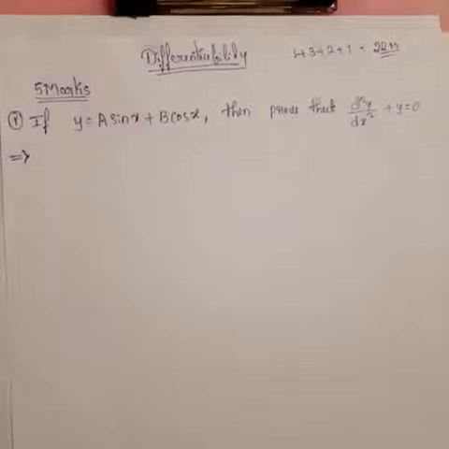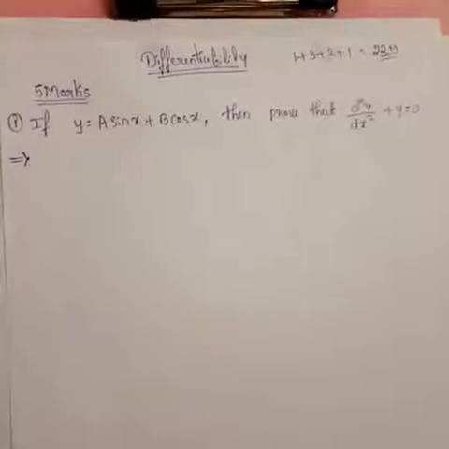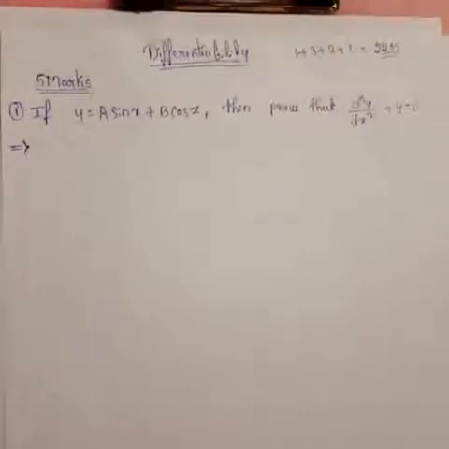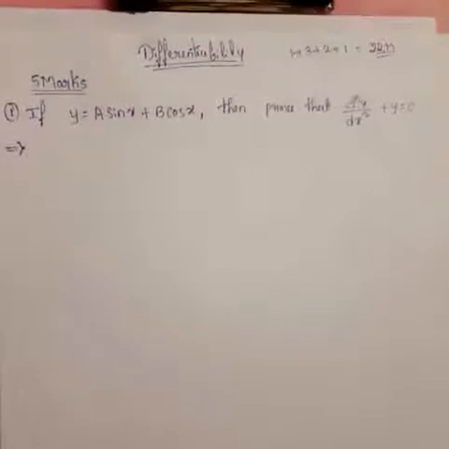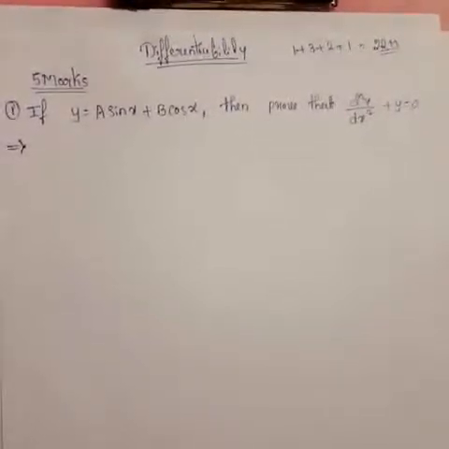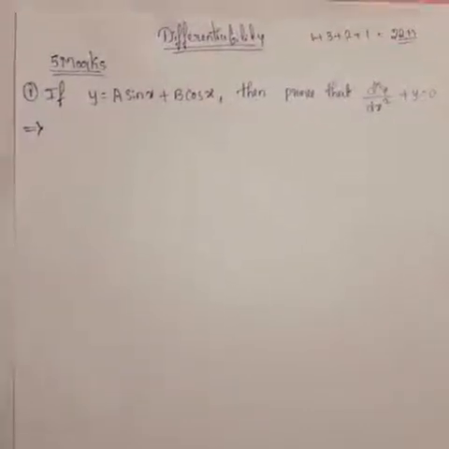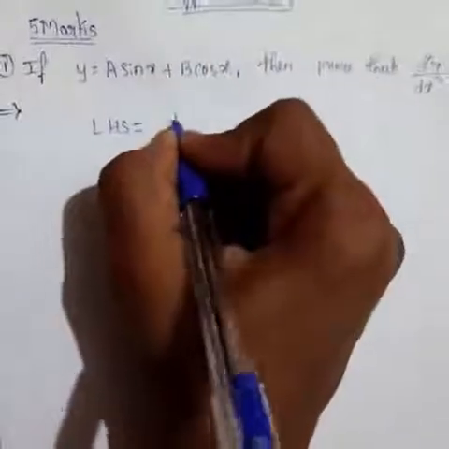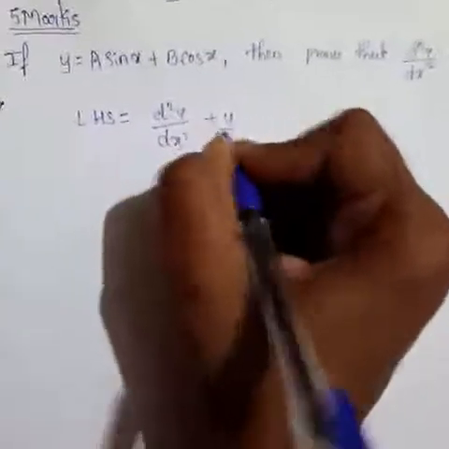In that, the first question is y is equal to a sin x plus b cos x, then prove that d square y divided by dx square plus y is equal to 0. We have to prove this: d square y divided by dx square means we have to differentiate this equation 2 times, then plus y is equal to 0. We have to consider the first LHS part. LHS is equal to d square y by dx square plus y.